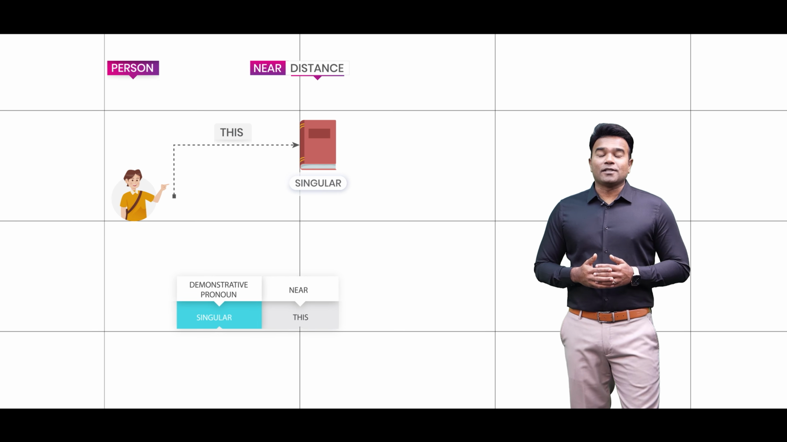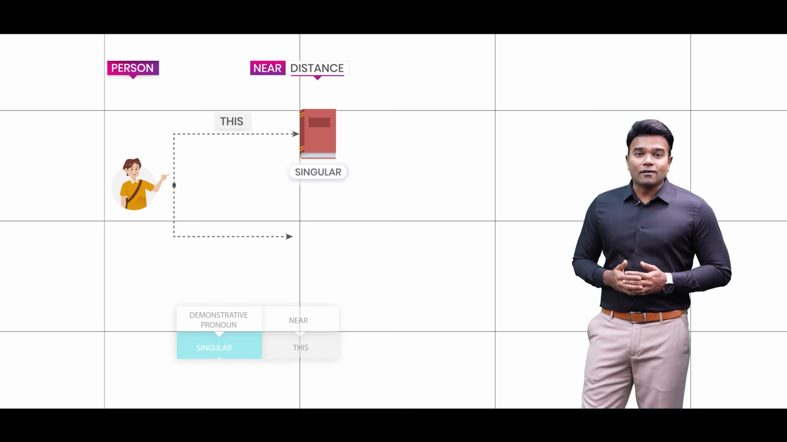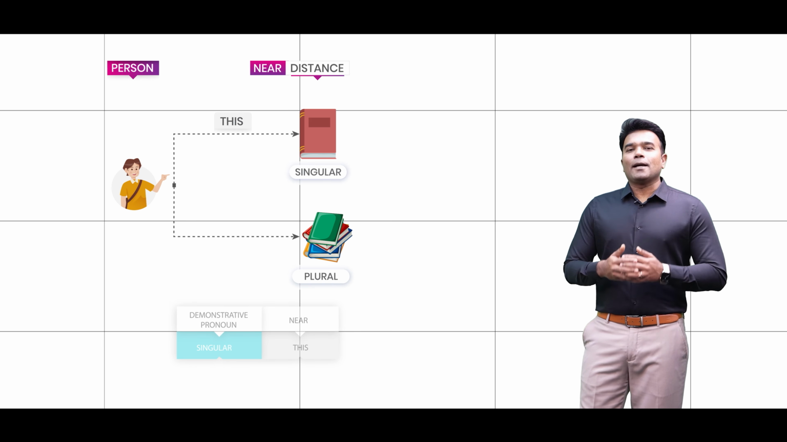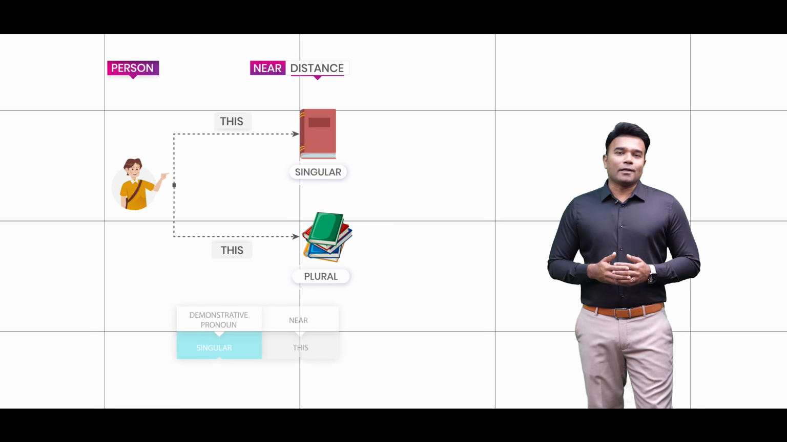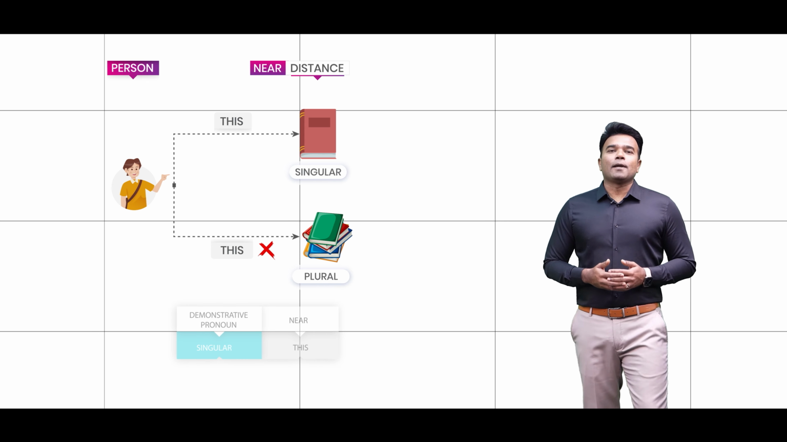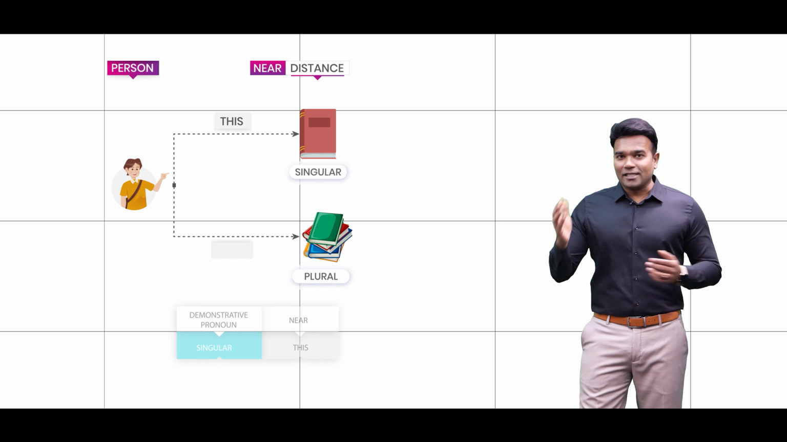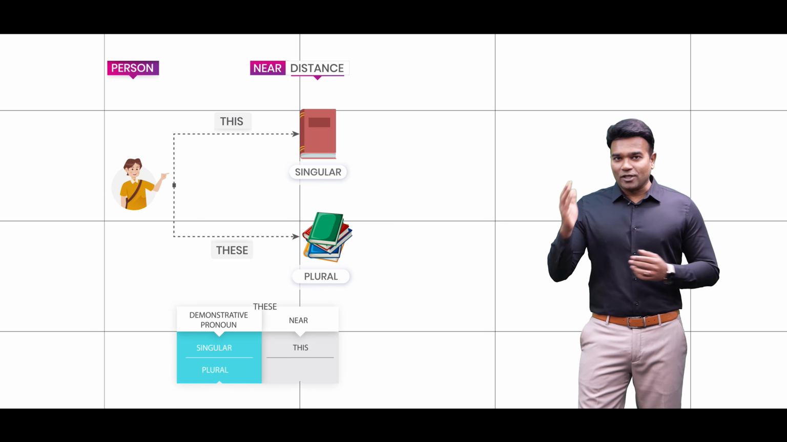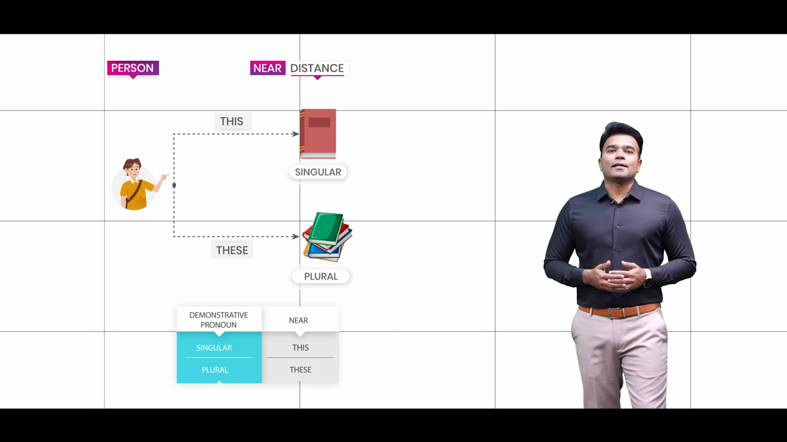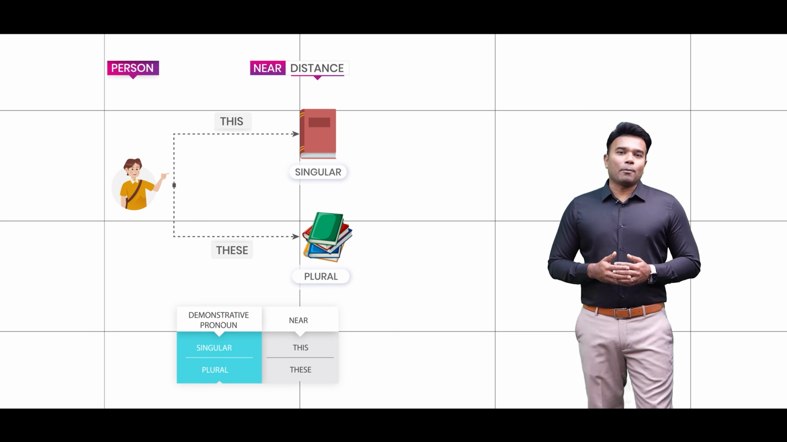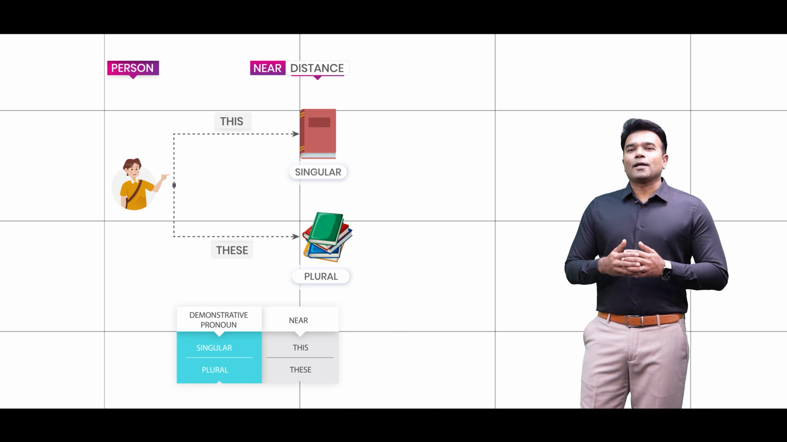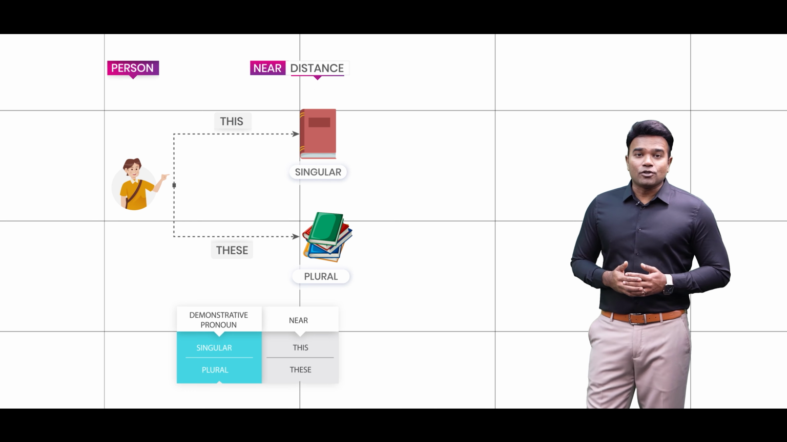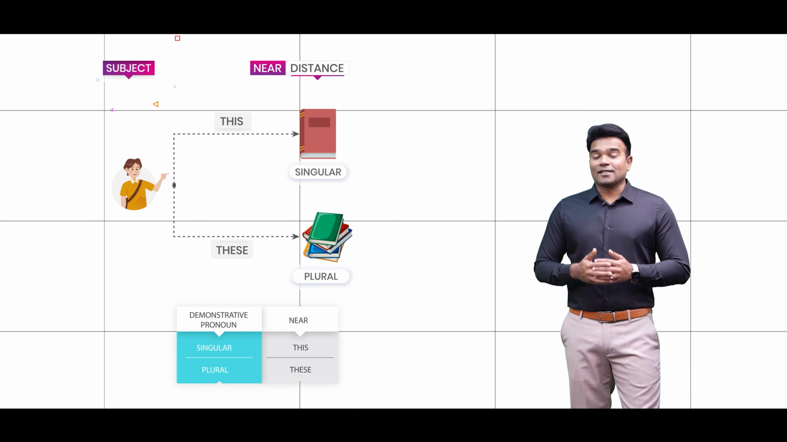Now, instead of a singular book, supposing I have multiple books, then obviously the person cannot be referring to the multiple books as this books. Rather, he will have to be referring to it as these books. In other words, through this, what I wanted you to understand is that the words this and these happen to be the demonstrative pronouns that are used, particularly when the entity being referred to is at a closer distance to the person or the subject of the sentence.